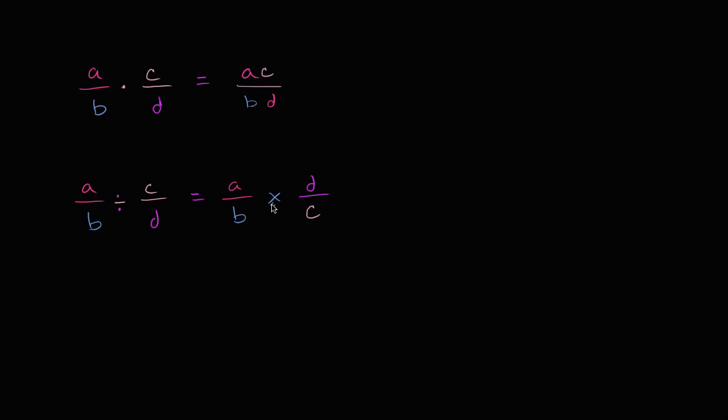And I shouldn't even use this multiplication symbol now that we're in algebra, because you might confuse that with an x. Let me write that as times d over c. And what are you left with? Well, in the numerator, you're going to have a times d. So it's ad over bc, over b times c.